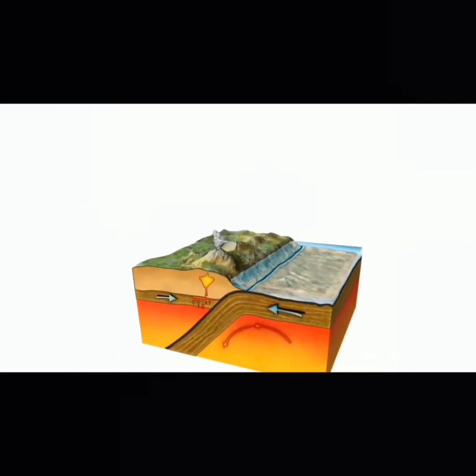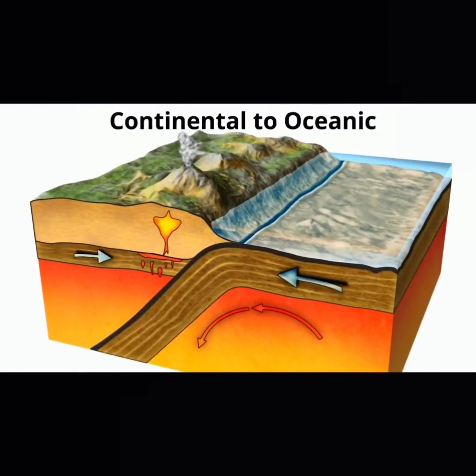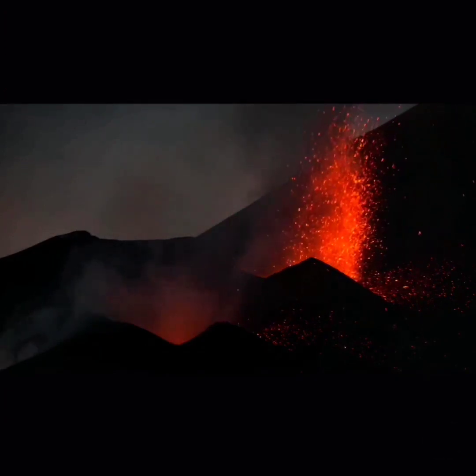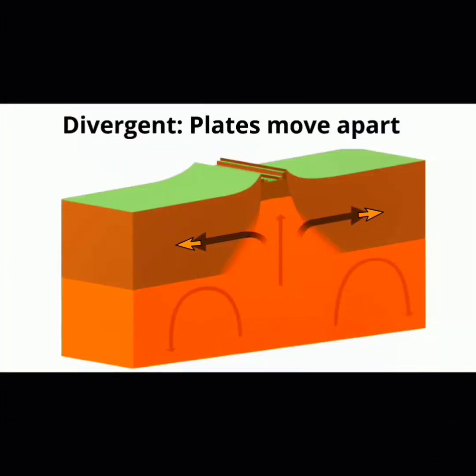Next, we have continental to oceanic collisions. When the plate of the oceanic crust collides with the plate of the continental crust, the oceanic crust is thicker and subducts beneath the continental crust. The magma from the melted oceanic crust rises to the surface, and this results in volcanoes over the surface of the earth.